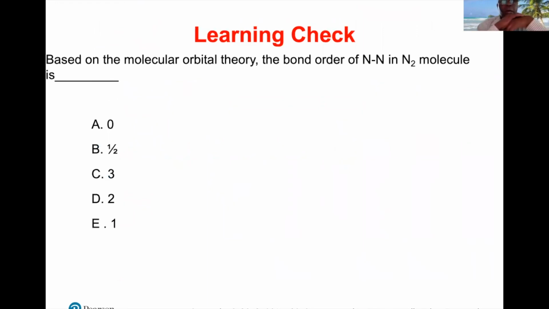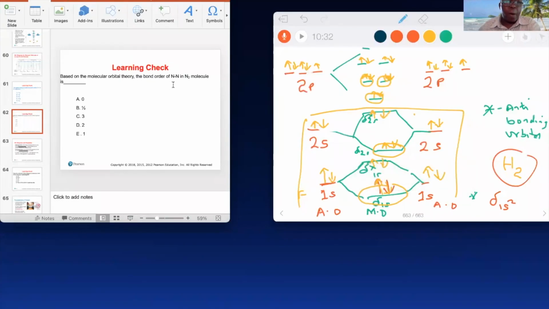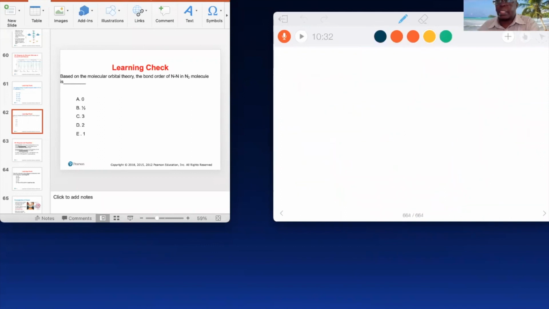What is the bond order for this? So let me just minimize this. We are looking at the bond order for nitrogen. We cannot memorize this, all right? What we will do is write the electron configuration for nitrogen. Nitrogen is number 7. So we have 7 electrons.